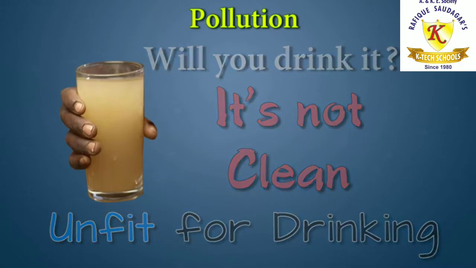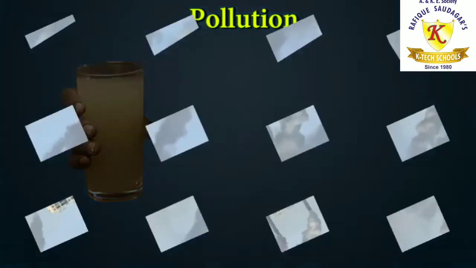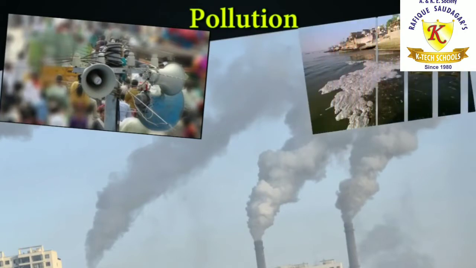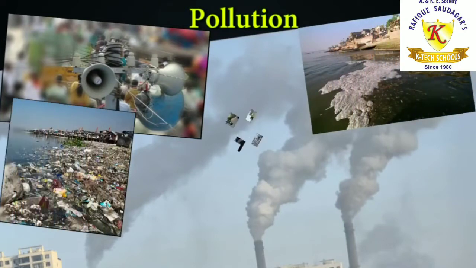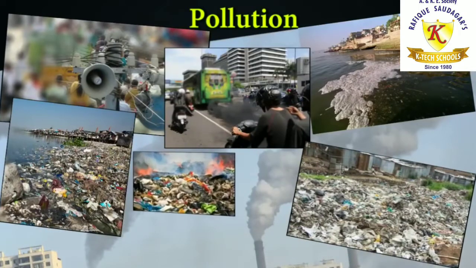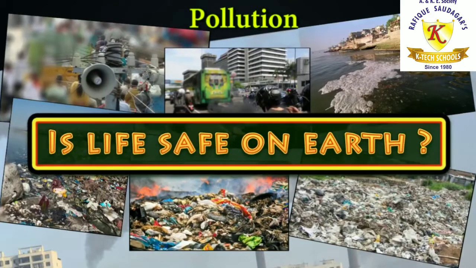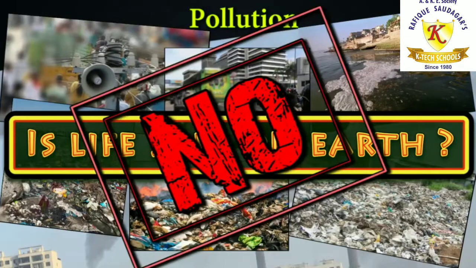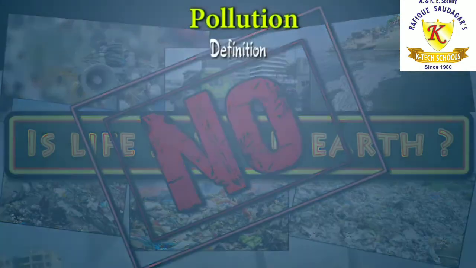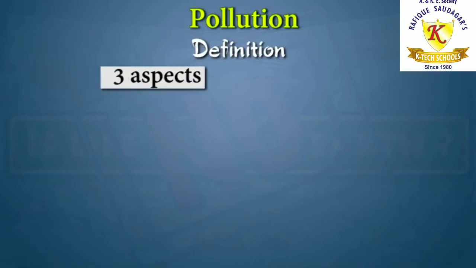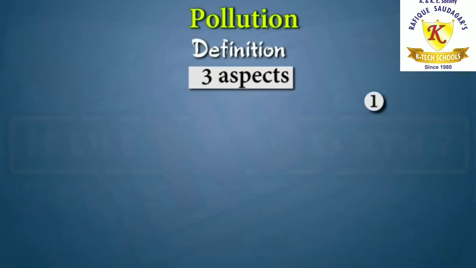Along the same line, on a broader scale, consider our surroundings. What if we keep on adding impurities on a daily basis? Will our environment then be safe for the existence of life? Will it be safe, children? No, it will not be safe. So, to define pollution, we need to look into three aspects.